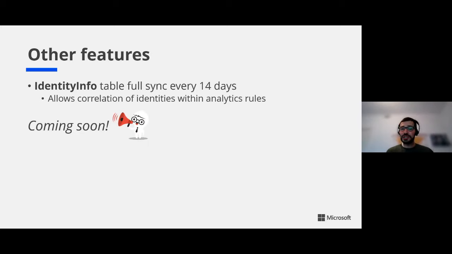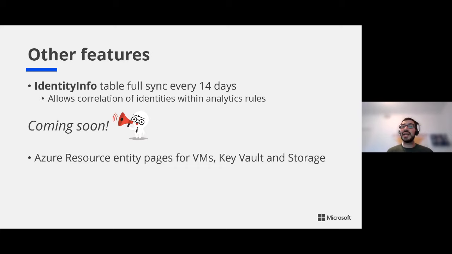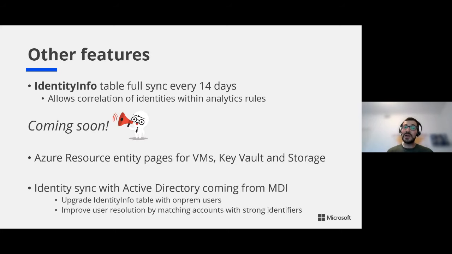In the coming soon section, these are features that are not quite there yet in public preview, but will be very soon. First of all, we have the Azure Resource Entity pages for VMs, virtual machines, Key Vault, and storage. So these would be specific entity pages targeting these 3 different types of Azure resources. And also we have something coming up quite soon in private preview, which is an identity syncer with Active Directory.